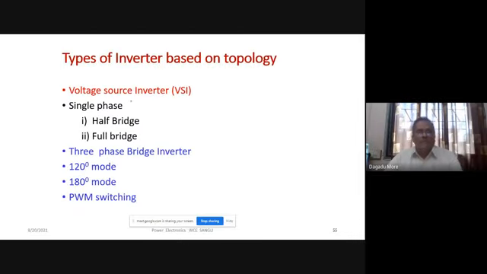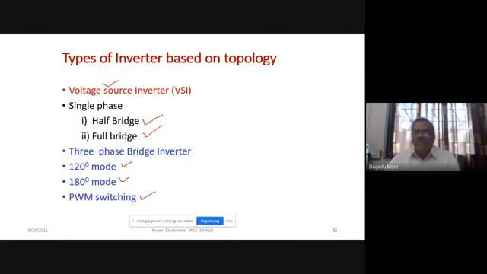Now we have seen that, in terms of the number of phases, we have a single phase inverter under the voltage source inverter. In the single phase inverter, we have the half bridge and the full bridge inverter. Whereas for the three phase bridge inverter, we have the 120 degree mode of conduction, the 180 degree mode of conduction, and PWM switching. We have various PWM switching schemes.